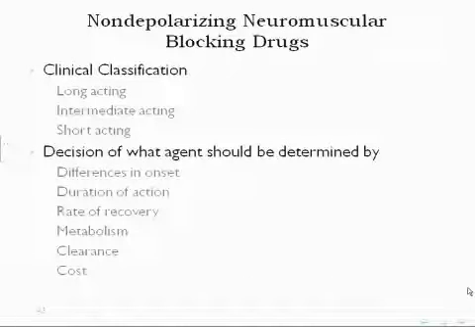The non-depolarizing neuromuscular blockers are the next thing we're going to talk about. They can be classified clinically as long, intermediate, or short-acting. The short-acting one has gone off the market, which is mivacurium. So what we're left with are intermediate or long-acting agents. The decision as to what you should use depends on the onset time, duration of action, rate of recovery, metabolism in certain disease states, clearance, and cost.